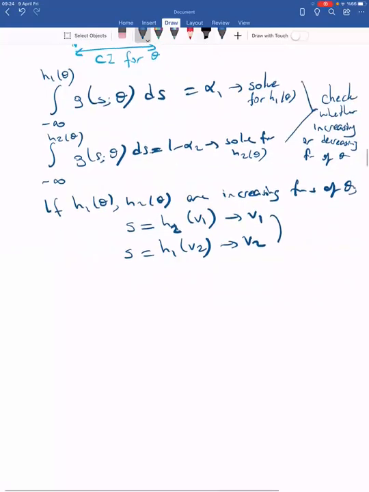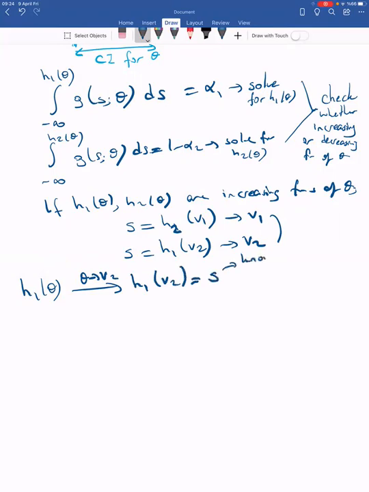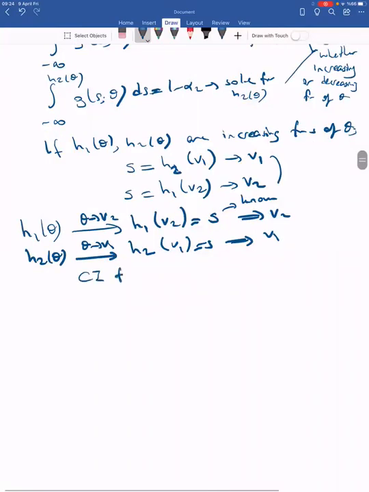Immediately you can write them. Basically, find h1 theta and then replace theta by v2, so h1 of v2 equals S. This is known from the sample's lowercase value, and then get v2. And from h2 theta, replace theta by v1, get h2 of v1, equate this to S, and get v1. So then the confidence interval for theta will be v1 < theta < v2. Okay, so what about if they are decreasing functions?